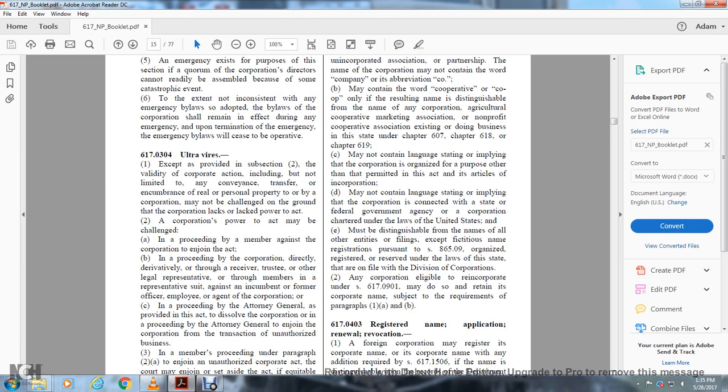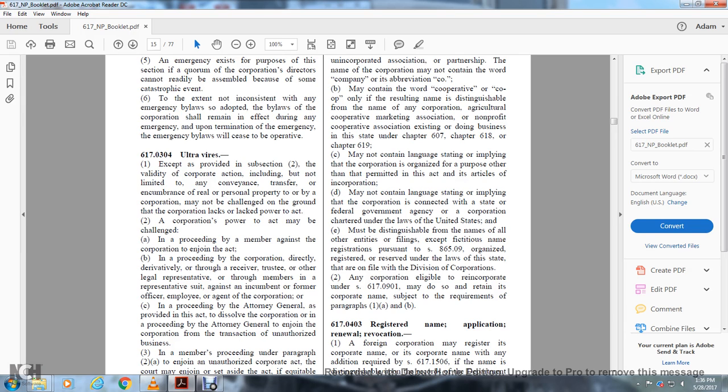617.0304 Ultra vires. Except as provided in subsection 2, the validity of corporate action, including but not limited to any conveyance, transfer, or encumbrance of real or personal property by the corporation, may not be challenged on the ground of the corporation's lack of power to act. A corporation's power to act may be challenged in a proceeding by a member to enjoin the act, either directly or derivatively, through a receiver, trustee, or other legal representative, or through a member representative, but also against the incumbent or former officer, employee, and agent of the corporation.